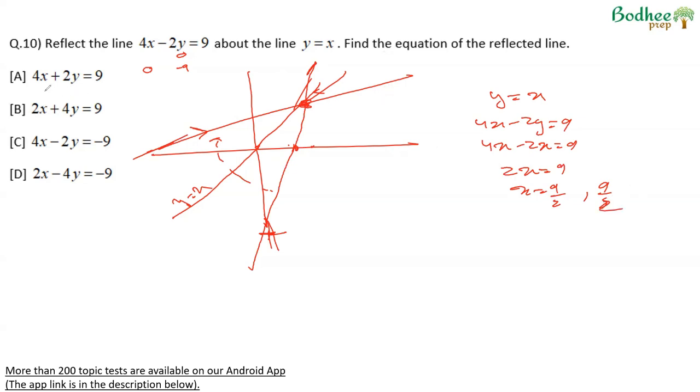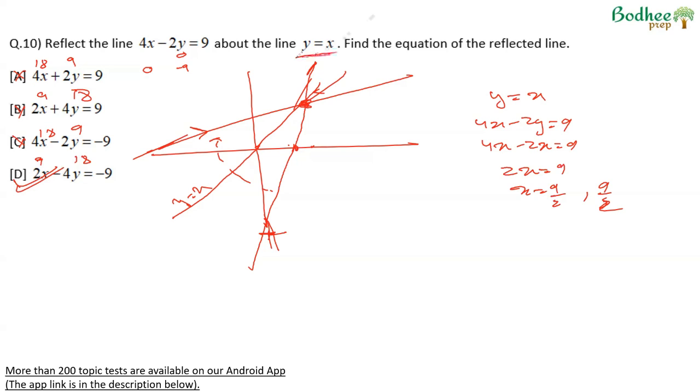So if we put the values of x and y as 9 by 2 in the options, we check each one: the first gives 18 plus 9, which is not 9. The next gives 18 again, not 9. Another gives 18 minus 9, which is not minus 9. And this one gives 9 minus 18, which is minus 9. Option D is the answer.